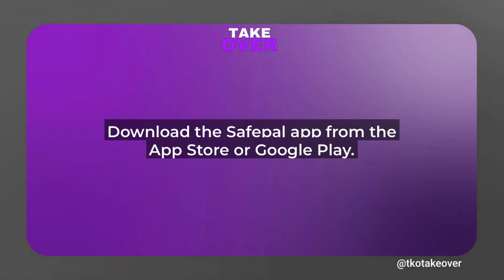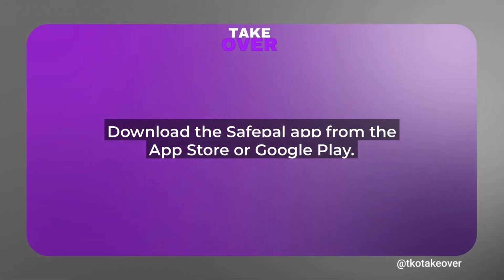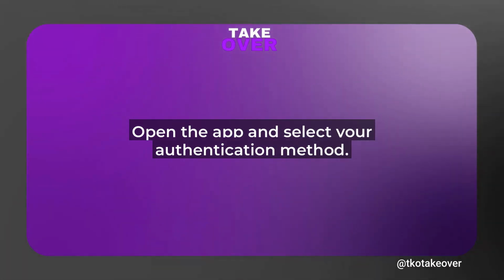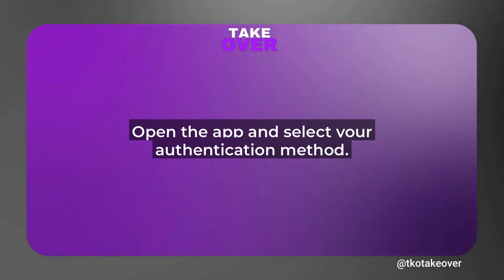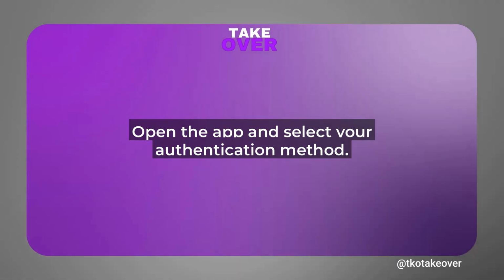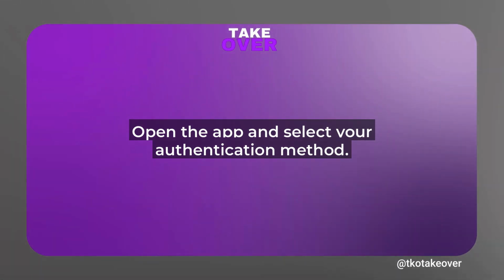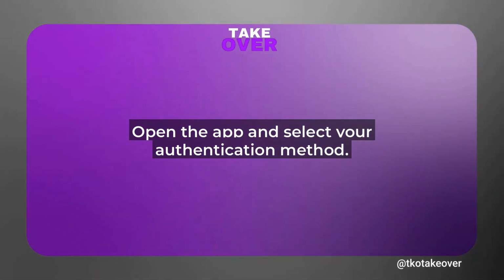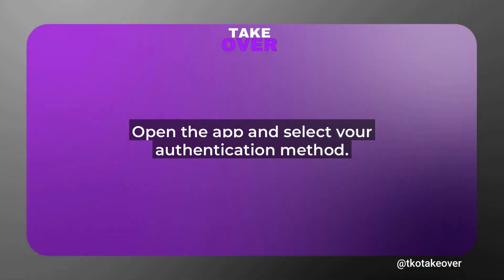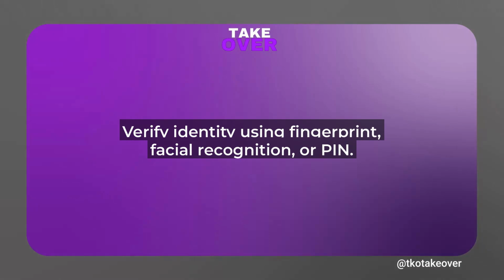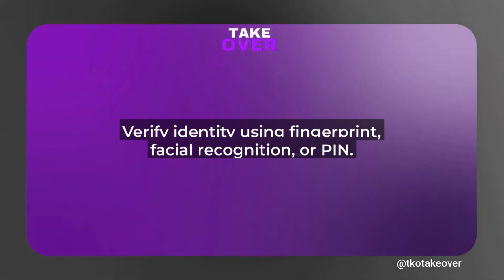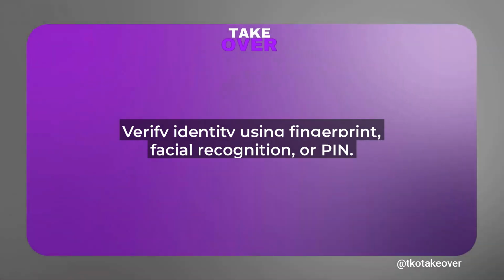First things first, make sure you have the Safepal app installed on your smartphone or access it via their official website. Head to the App Store or Google Play Store and search for Safepal Wallet. Download and install it. It's free and takes just a minute. Once that's done, open the app. You'll see a welcome screen. If you're a new user, you'll need to create a wallet, but for this tutorial, let's assume you're returning and want to access an existing one.